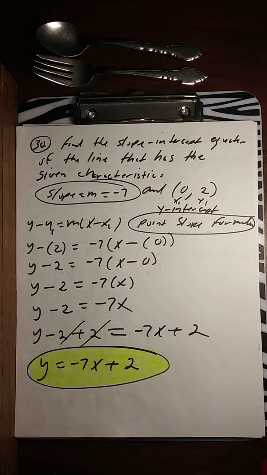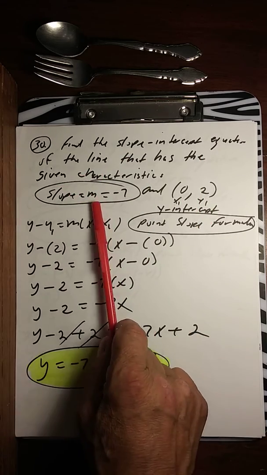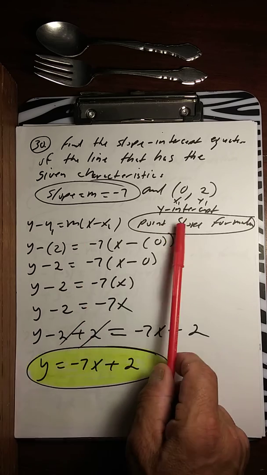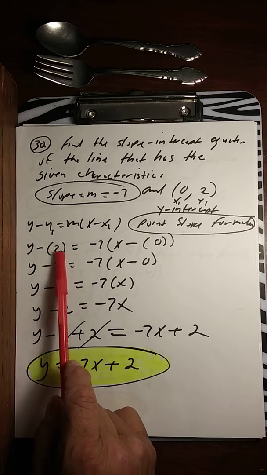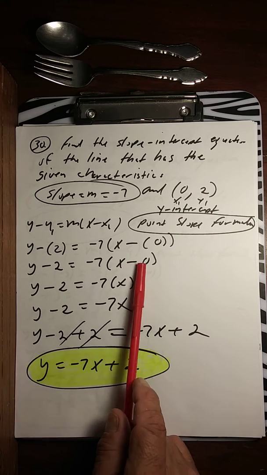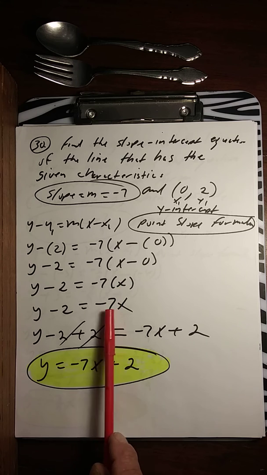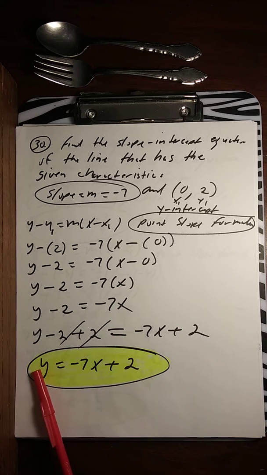Find the slope intercept equation of the line that has the given characteristics. Slope, point. Let's put it in the point slope formula again. So negative 2, and then that's going to be 0. So x minus 0 is still x. And write that one down. Negative 7 times x is negative 7x. Now add 2. So y equals negative 7x plus 2.